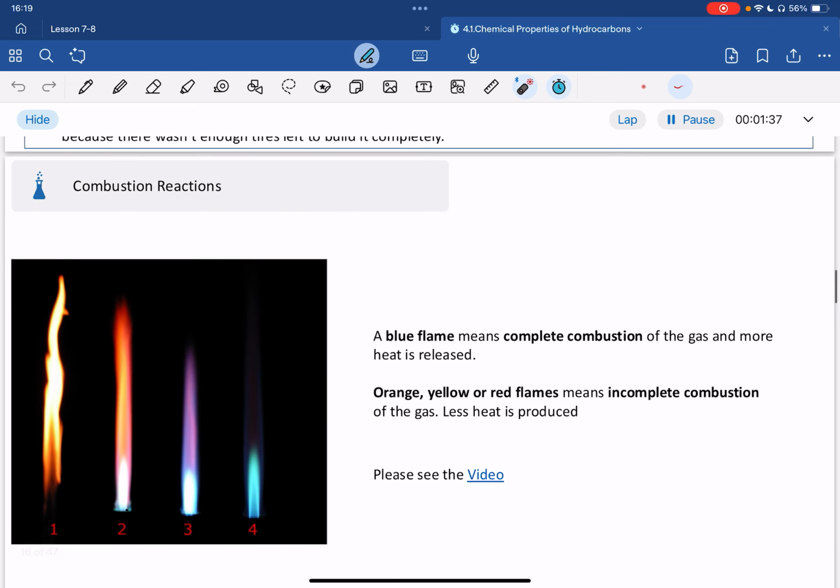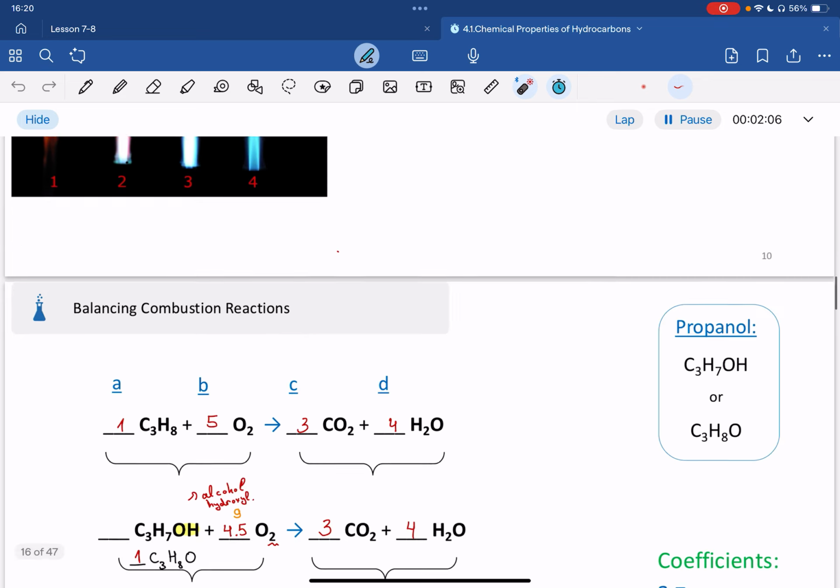Also remember the color difference of complete and incomplete combustions. If you see this blue flame, it means that the reaction is complete, meaning that we have enough oxygen. But if you see orange, yellow, red flames, it means that this is an incomplete combustion. Also, it means that we have less heat. Also, we have carbon monoxide being produced. So be careful about that.